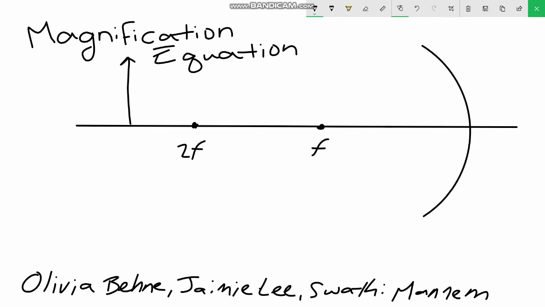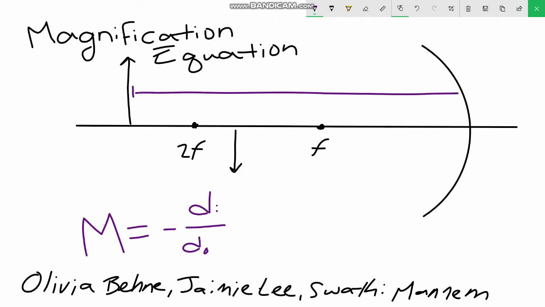Once again, for a concave mirror, an object behind the center of curvature produces an image between the center of curvature and the focus. Now the mirror equation states that the magnification of the image is equal to negative dI over dO, where once again dO is the distance of the object to the mirror, dI is the distance of the image to the mirror, and f is the focal distance, or the distance of the focus to the mirror.